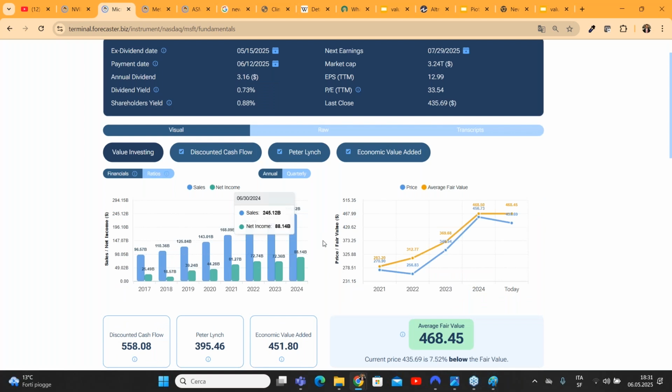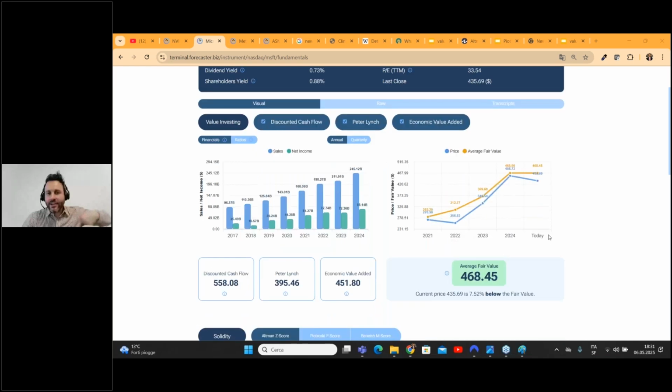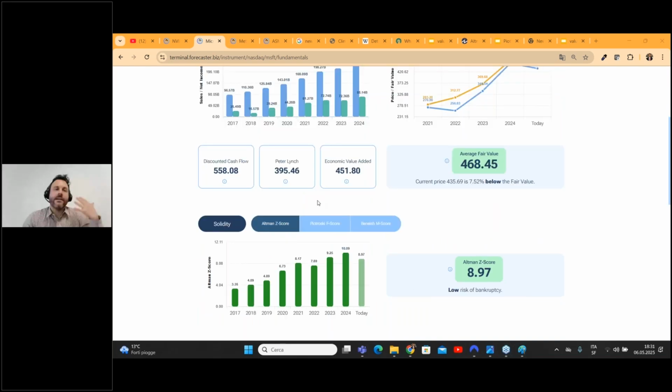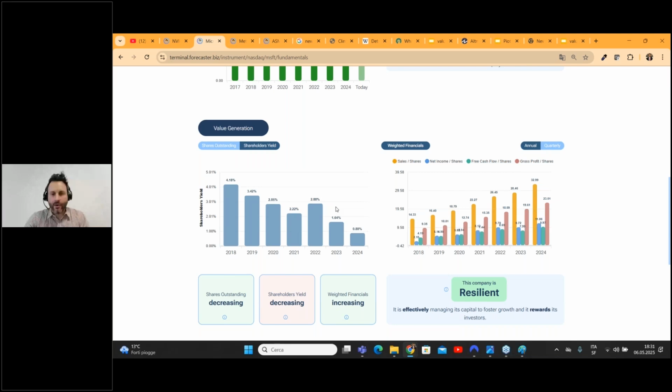This is something that sometimes happens to companies, but it's really bad because it means they are using your own money in order to pay you a dividend. So this is a very important metric, the shareholder yield, because it tells us if the company is really paying its shareholders or not.